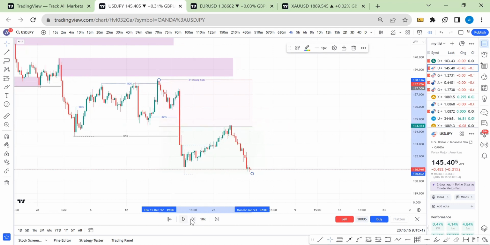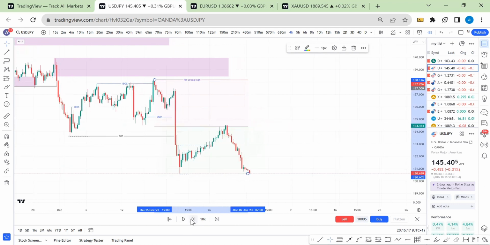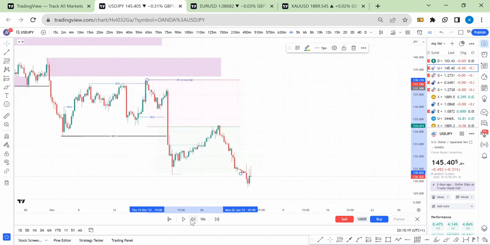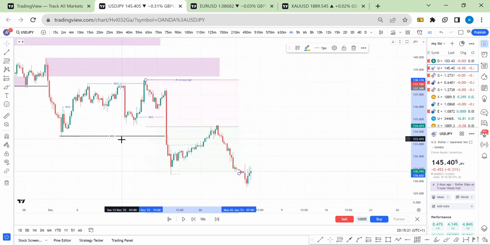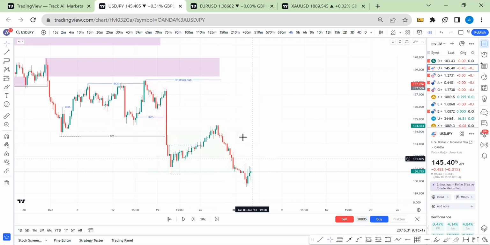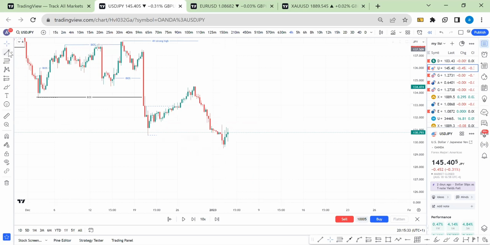Okay, so uh-oh, it broke again and we have another break of structure. This is significant enough. I'll call it a break of structure. We have another break of structure. Oh, this is where discretion comes in. Or can we call this swing structure or internal?